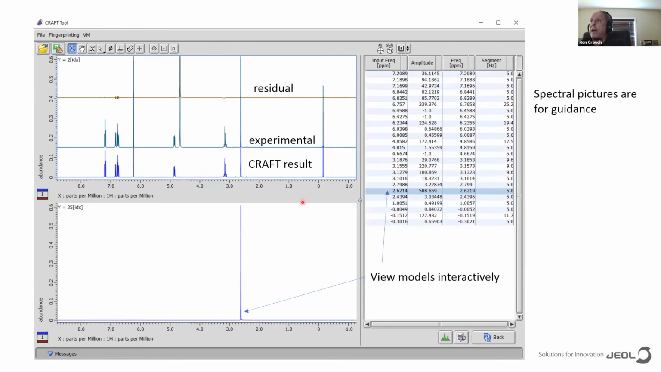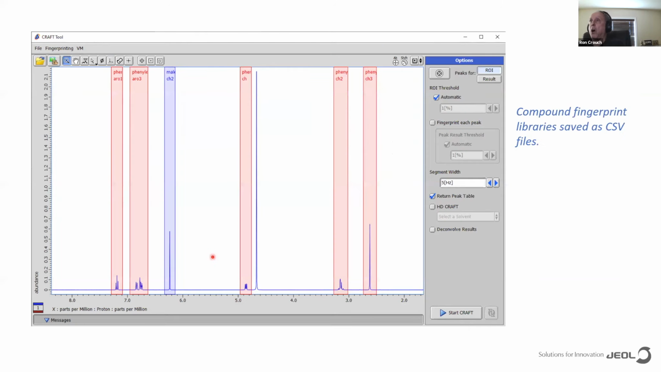So this is a CRAFT result: basically the experimental spectrum, a CRAFT spectrum, and the residual, which is just the subtraction, the Fourier transform subtraction of the FT of these two results. Visually, it gives us confidence in the answer, but really the answer is the numbers here. It's the magnitude. We can click on a number and look at the models and on and on.